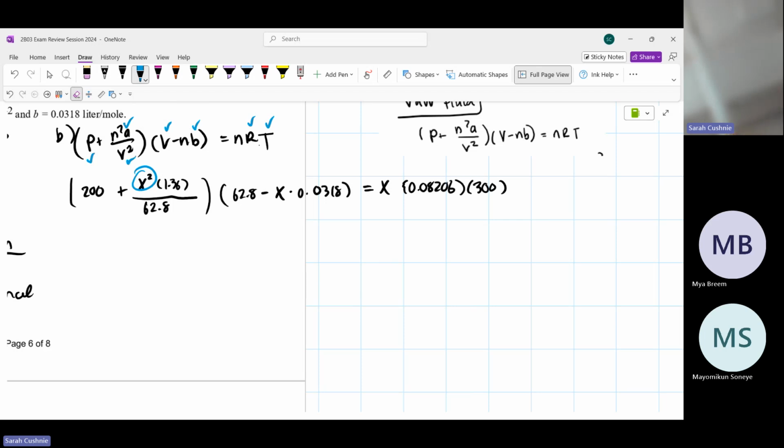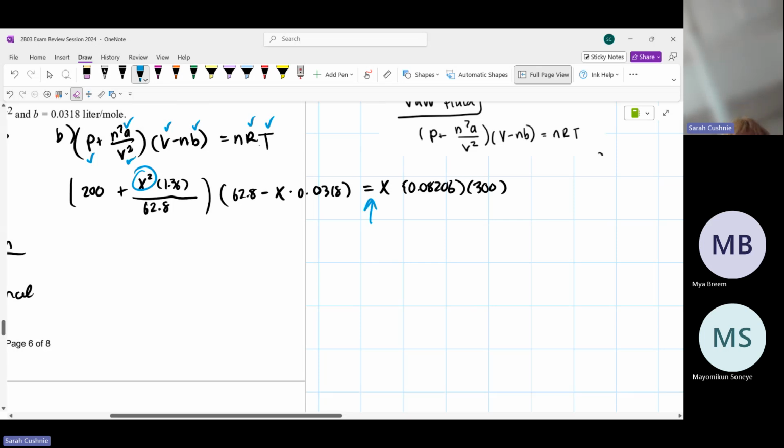If we hit alpha, now we're accessing all the buttons that are written in red. The end parentheses button has X written above it in red. So if we hit alpha, then that button, now we get X in our equation. I'm going to type X squared times 1.36 divided by 62.8. I'm just going to keep typing in this equation: 62.8 minus, again alpha X, times 0.0318, end bracket.